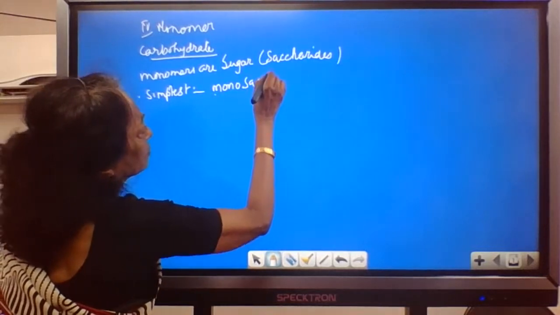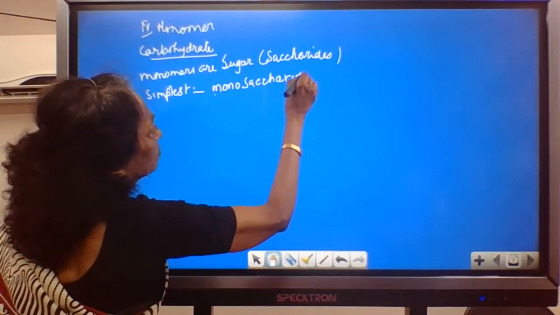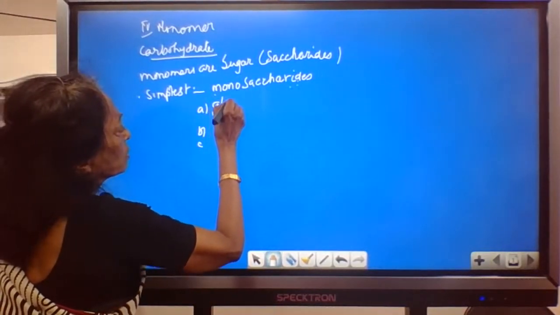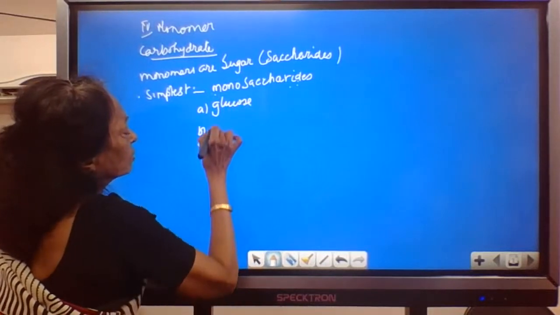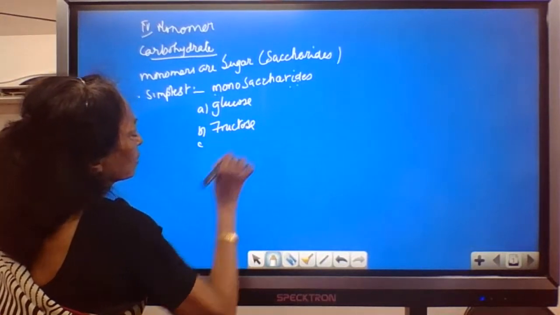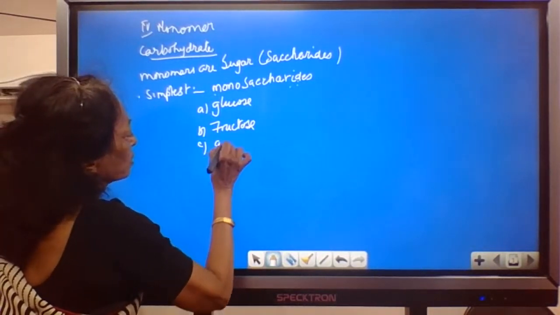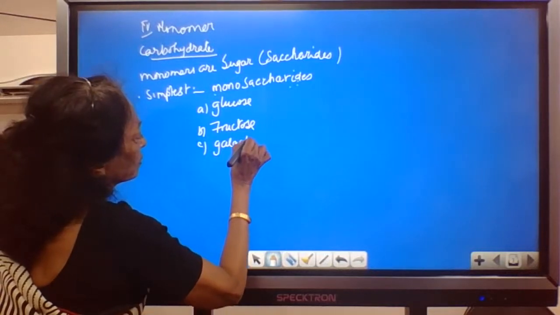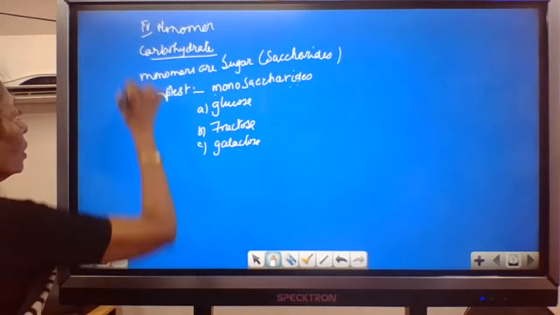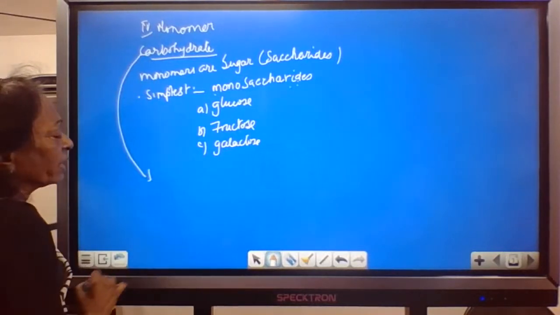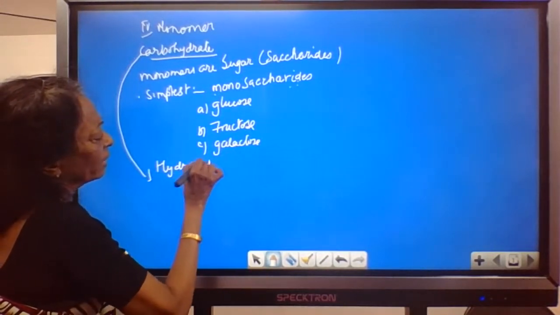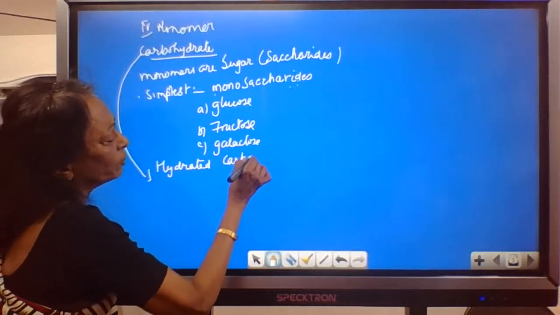Monosaccharide. And there are three monosaccharides. Namely, one is called glucose, the next one is fructose, and another one is galactose. Before you go to fructose and galactose, all these carbohydrates are chemically hydrated carbon. Hydrated carbon. What do you mean by that?